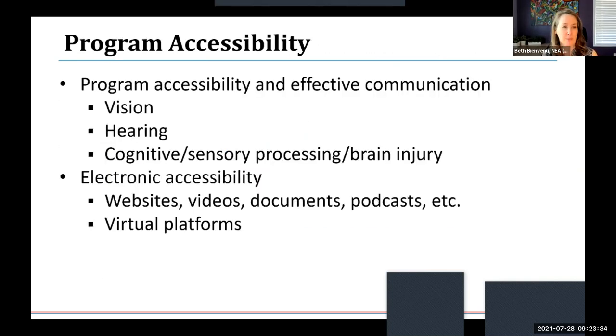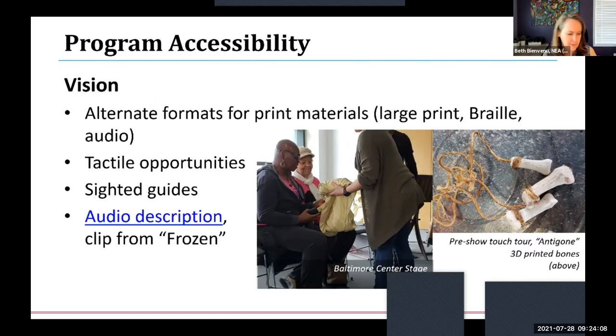So just a bit about program accessibility and effective communication. This applies to people with vision disabilities, hearing disabilities. And then the third category, I try to include, cognitive sensory processing, brain injury, which often can have similar accommodations. And then I want to focus on electronic accessibility, which includes websites, videos, documents, podcasts, virtual platforms, et cetera. So I'll go through these relatively briefly.